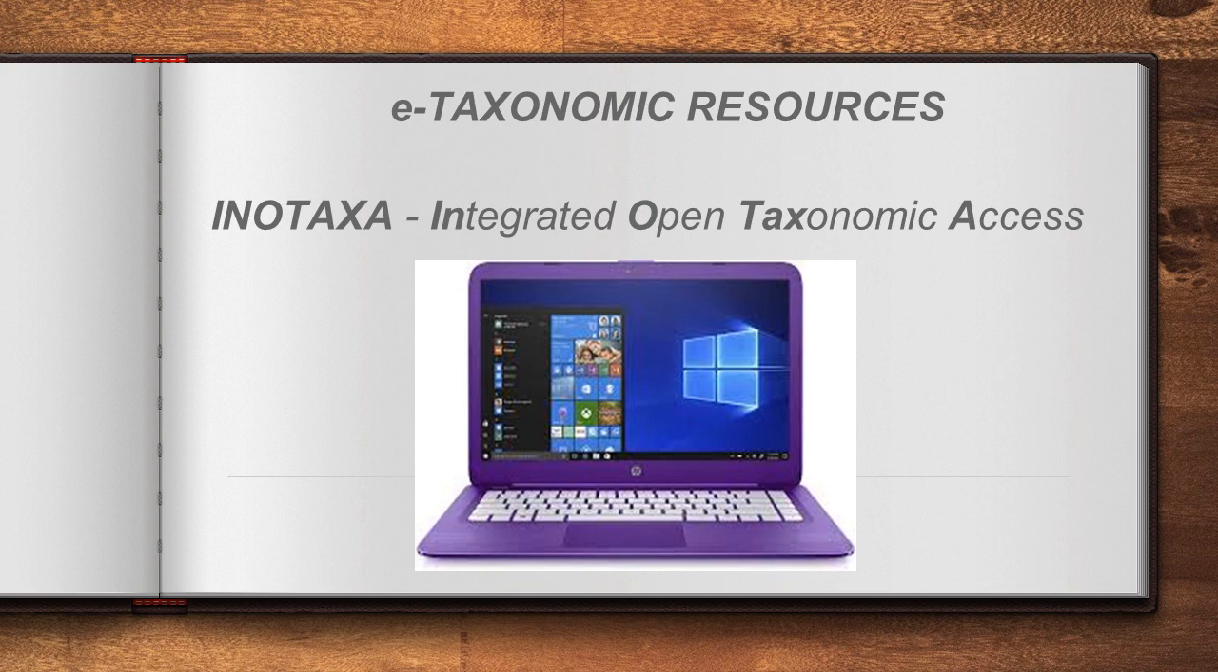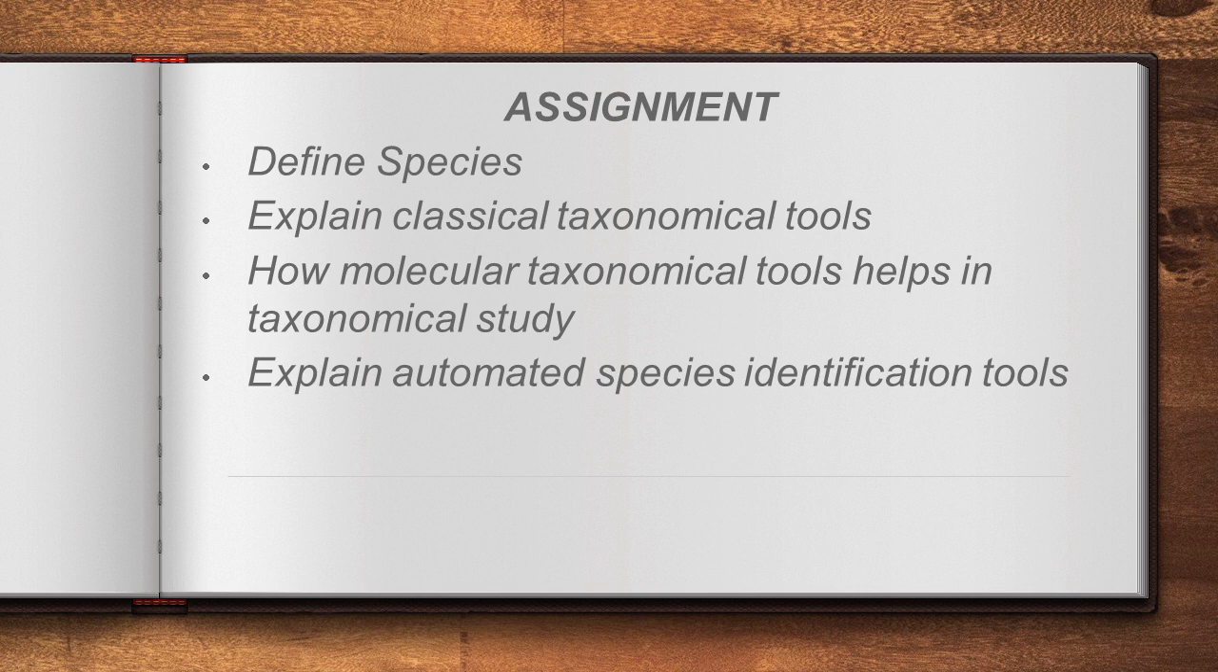Hope you understood, and let us go for some assignments. First, define species. Three species definitions we have learned, which you can write. Second, explain classical taxonomical tools. The classical, traditional methods, what are the things we said? And how molecular taxonomical tools help in taxonomical study. The molecular methods, what are the methods we said? You have to write that here. And the last one, explain automated species identification tools, which we discussed just now.